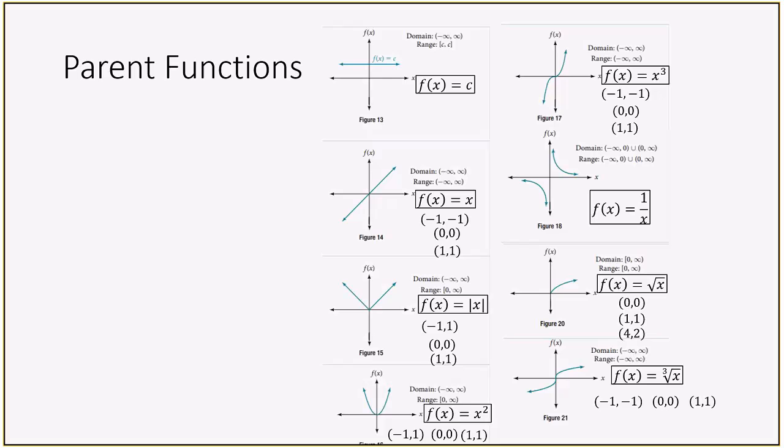X cubed has the same key points as f of x is equal to x: (-1, -1), (0, 0), (1, 1). The f of x is equal to 1 over x graph is a parent function, but we don't really see that often with transformation, so I didn't write the key points with that. They're kind of gross fractions. We do see it a bit, and we will see it a little bit later, but for this section, it's not really helpful to know those key points. Square root of x, key points are (0, 0), (1, 1), (4, 2), and cube root of x is (-1, -1), (0, 0), (1, 1).